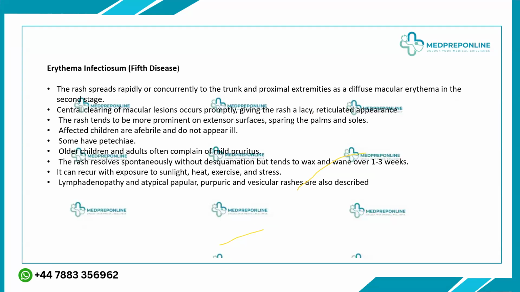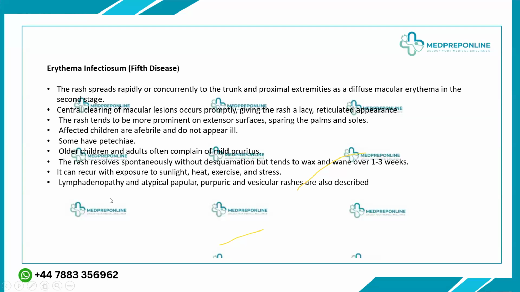The rash spreads rapidly and concurrently to the trunk and proximal extremities as a diffuse macular erythema in the second stage. And after the second stage, there is central clearing of macular lesions, which occurs promptly, giving the rash a lacy, reticulated appearance. So, जब central clearing होना शुरू हो जाती है, तो typical lacy, reticulated appearance आती है rash की. The rash tends to be more prominent on extensor surfaces, sparing the palms and soles. Affected children are afebrile and do not appear ill. तो ये बच्चे sick नहीं होते.